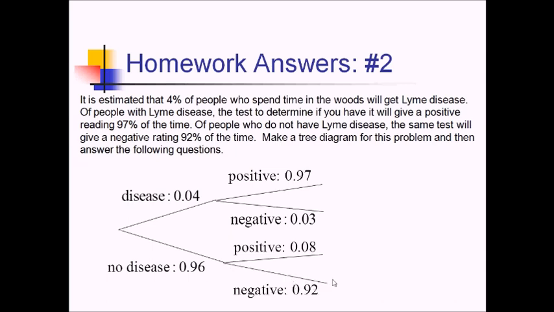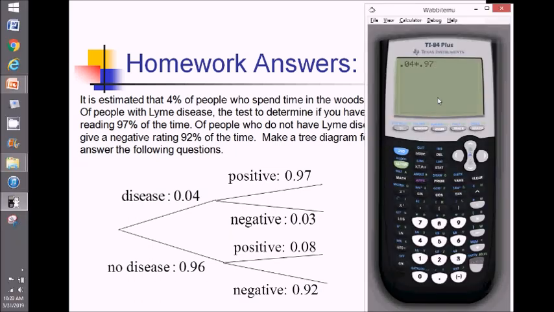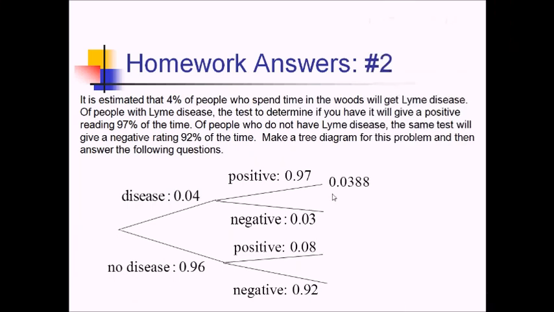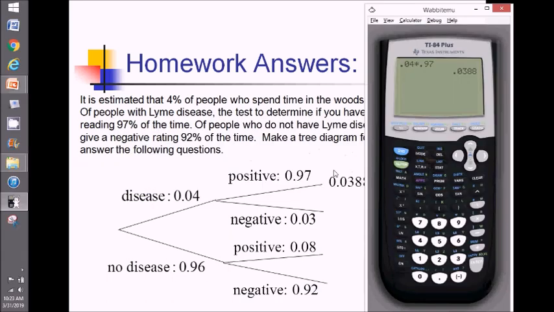Now, in order to answer the questions, it'll be helpful if we have these leaves filled in, and we're supposed to do that anyway. So let's figure out if we multiply 0.04 times 0.97, the probability that you have the disease and you get a positive reading. Calculator for that. And it looks like that gives us 0.0388. Let's just keep it for now. And then let's keep going.